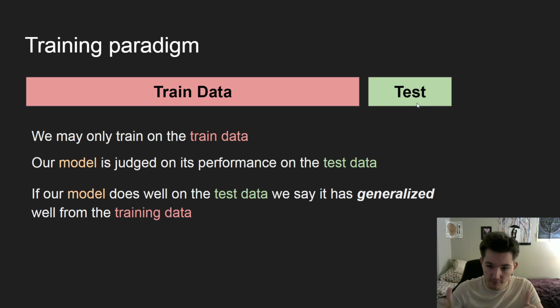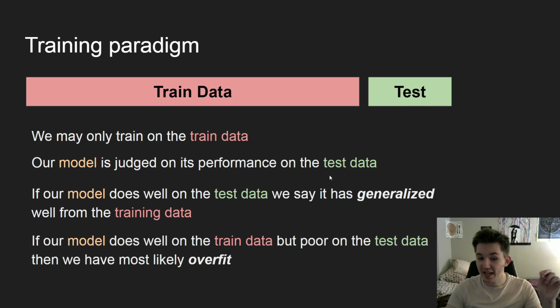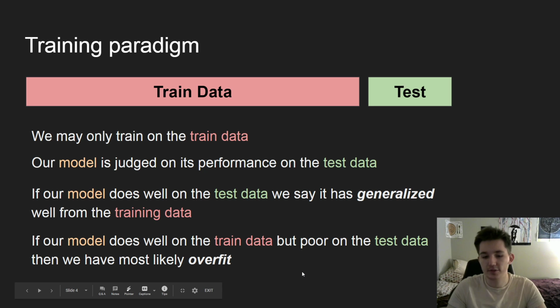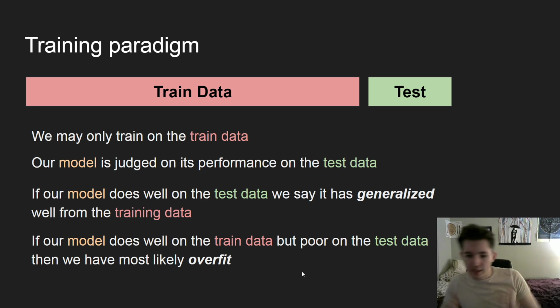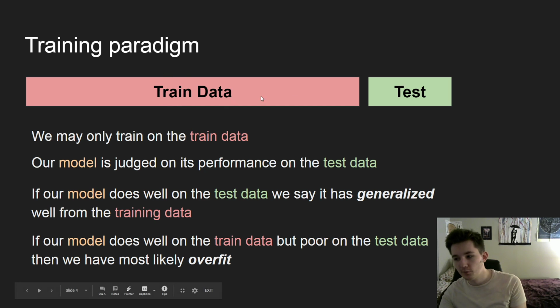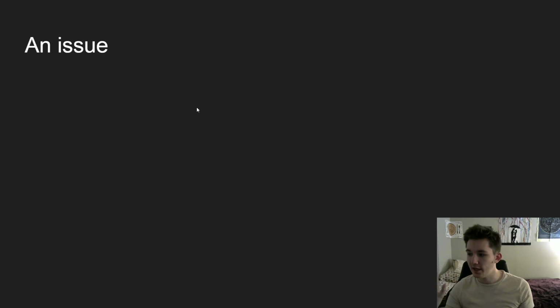then we've generalized well. If instead it does well on the training data set, maybe even very well on the training data set, but does poorly on the test data set, then most likely our model has been overfit to the training data, almost always. That would be the case. So, those are the two things we're looking for. We're looking at the interaction between how well this performs and how well this performs, and we can sort of say things about our model based on it. All right. So that is the paradigm.